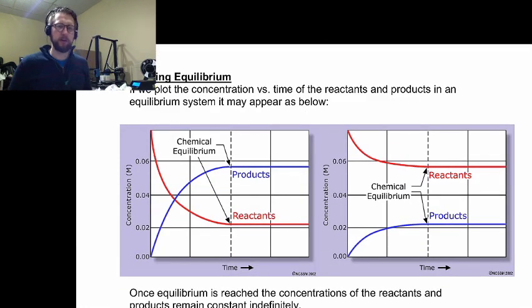So here are those images that we were drawing earlier. As the reactants get used up, you start to produce product, and the amount of product increases.